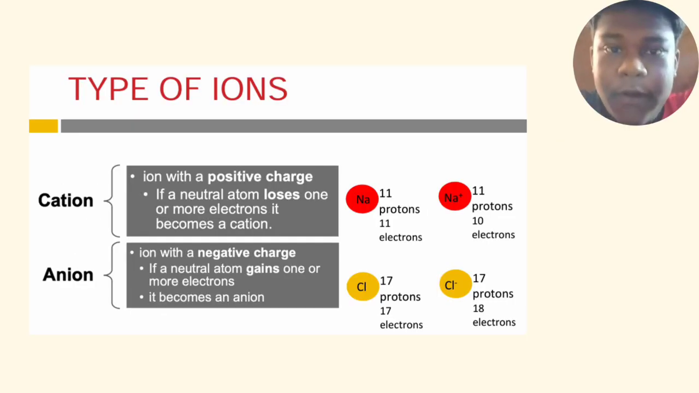These are the types of ions. Cation is an ion with a positive charge. If a neutral atom loses one or more electrons, it becomes a cation. Anion is an ion with a negative charge. If a neutral atom gains one or more electrons, it becomes an anion.